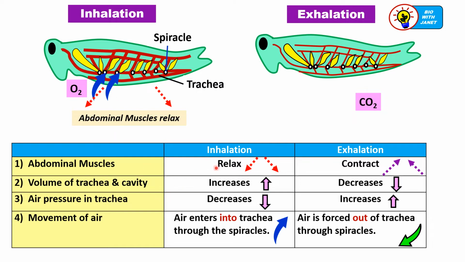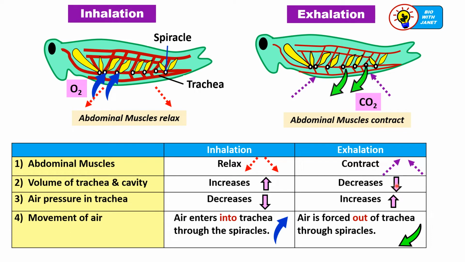Now, just as a comparison, let's look at exhalation. In exhalation, the opposite occurs. The abdominal muscles contract instead. When abdominal muscles contract, they will move inwards and squeeze the trachea more. So the volume of the trachea and the body cavity will decrease, but the air pressure in the trachea will increase. It will be more than the air pressure in the atmosphere, and air will be forced out of the trachea through the spiracles, like this.